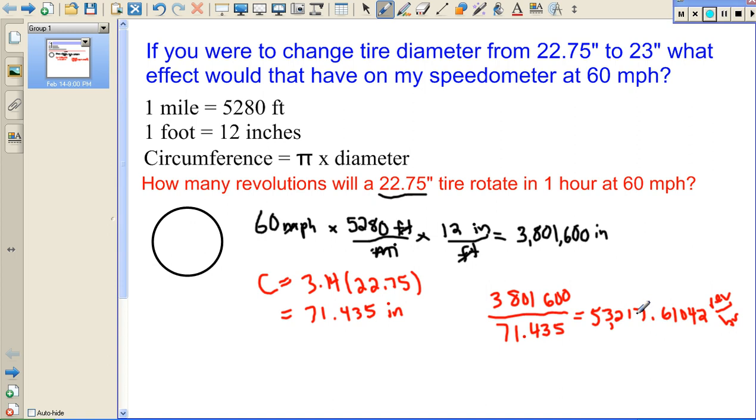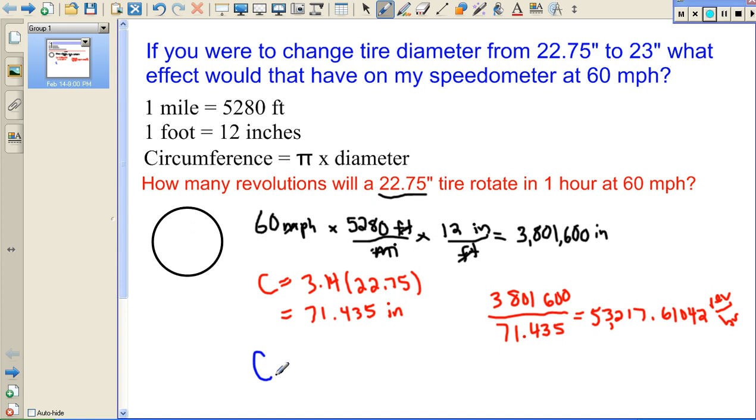So if we up the tire size, it's still going to know that 53,217 revolutions is 60 miles an hour, but it's not because our tire is now bigger. So what we're going to do is we're going to figure out the circumference of this bigger tire.